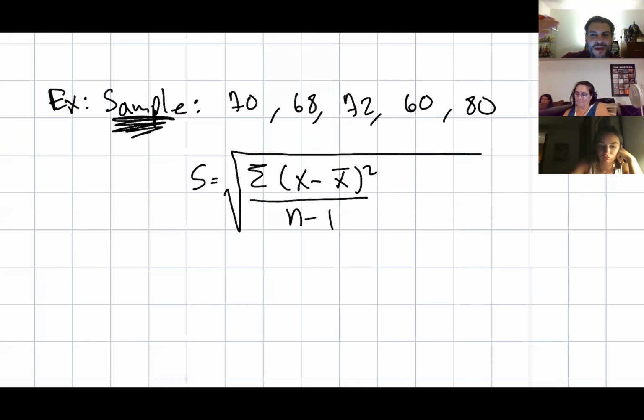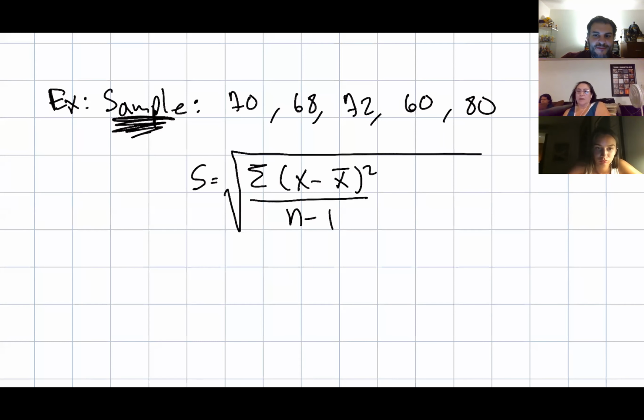So you want to be able to read the sentence to distinguish whether it's a sample or a population. A sample will be: we randomly selected so many people or so many objects. A population will be: here's all the data set, now find me the standard deviation.